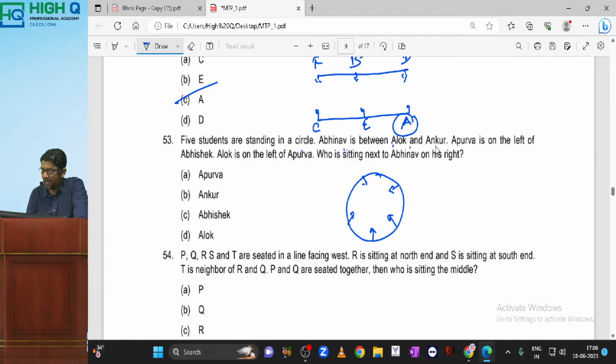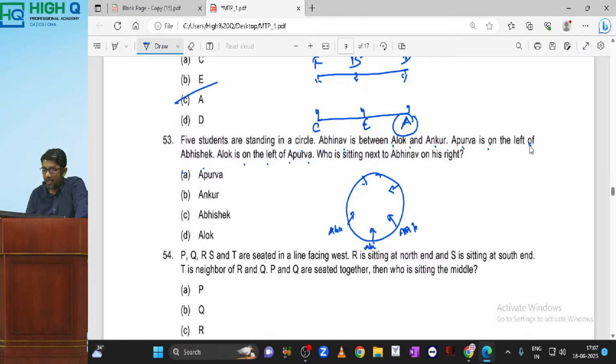Abhinav is between Alok and Ankur. Apurva is on the left of Abhishek. Alok is on the left of Apurva, who is next to Abhinav on his right. Look at this. As I told you, whenever there is a circular arrangement, one person, one place has to be fixed. For example, I am fixing Abhinav, who is between Alok and Ankur. For example, Alok is here, Ankur is here.